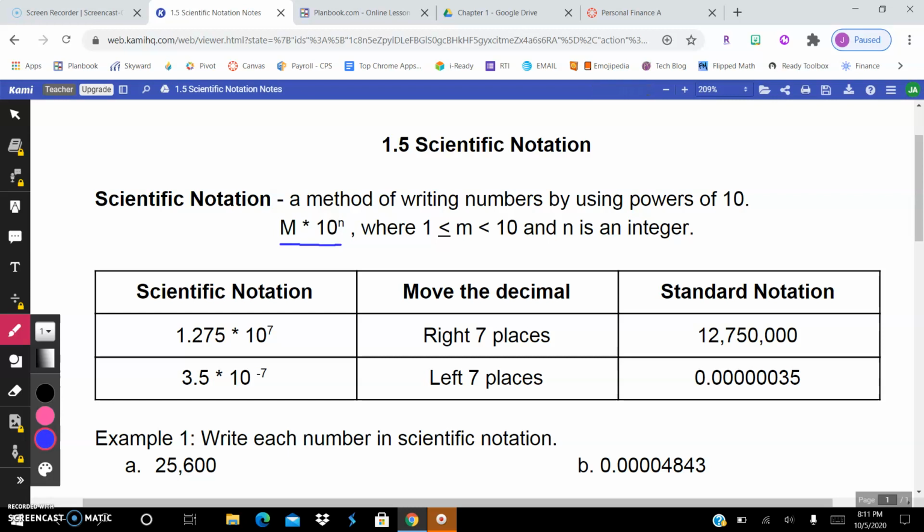So in my chart here, I wrote two different numbers in scientific notation and then said which way to move the decimal. If your exponent is positive, like this one's a positive 7, you're going to move to the right that many places. So 1.275 times 10 to the 7th becomes 12,750,000. And for the other one, when you have a negative exponent, so we have 3.5 times 10 to the negative 7th, that means we're going to move left 7 places with our decimal. So you slide it back left 7 places and then fill in those empty spots with zeros.